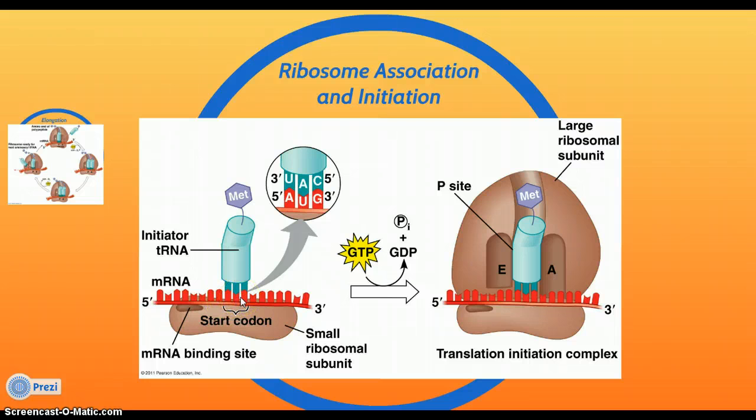Then, an initiator tRNA with the anticodon UAC base pairs with AUG, the start codon on the mRNA. This UAC triplet is the anticodon that specifies the amino acid methionine. Following this pairing, the large subunit arrives and the tRNA is put into the P site. Initiation factors, which are not shown, bring together the units of the initiation complex.